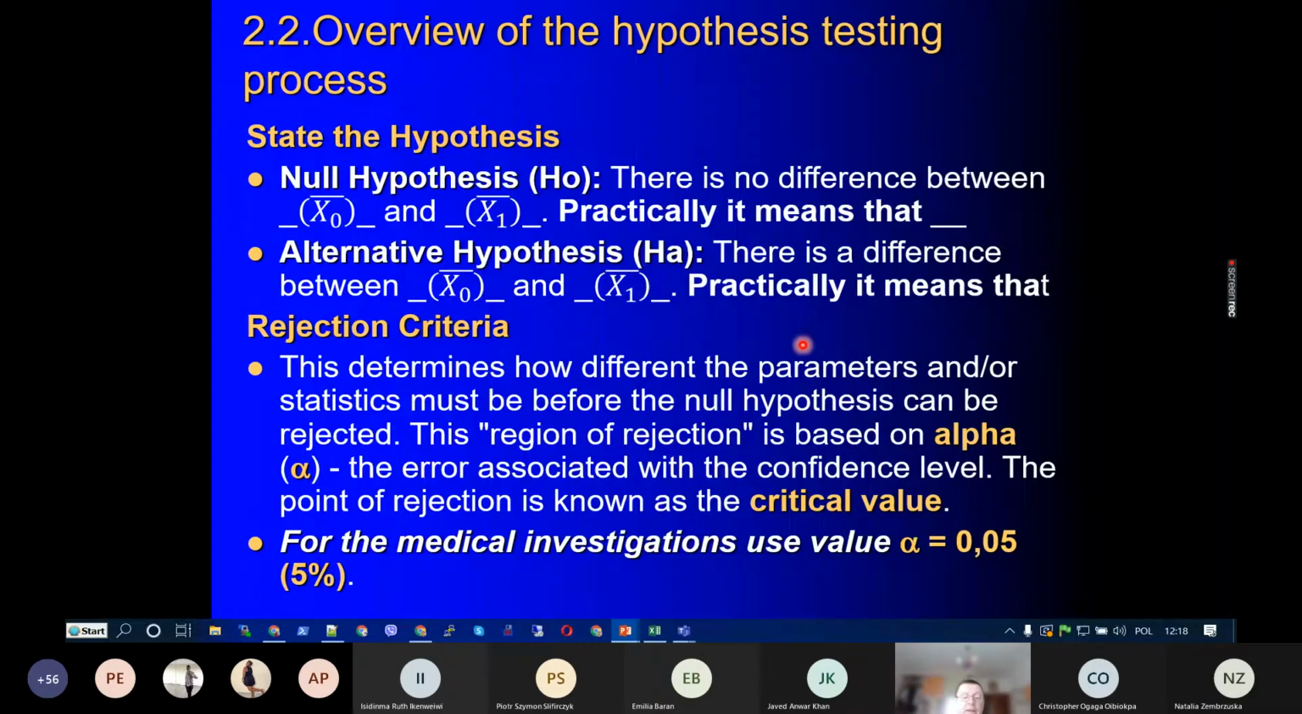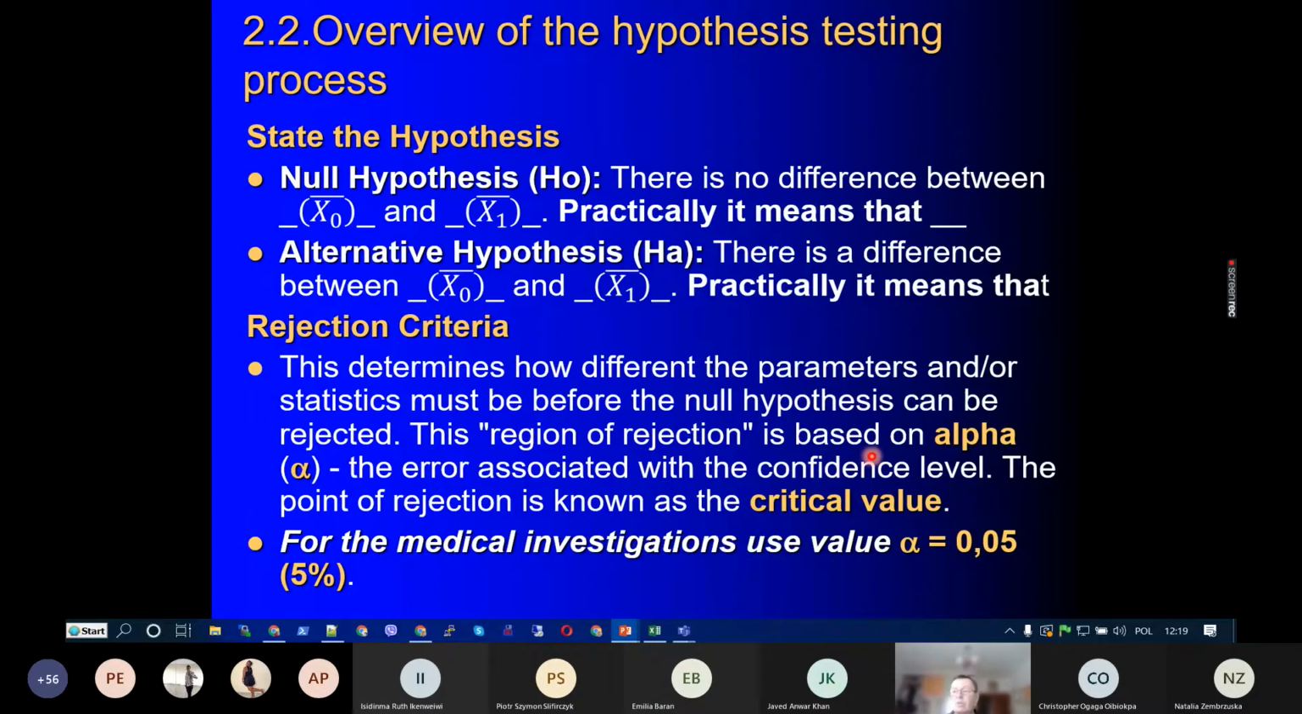what it means. And it's important to choose the rejection criteria, or alpha level, or critical value, which can't be more than 5% for medical research. It determines how different the parameters and the statistic must be before the null hypothesis can be rejected. So it's like a threshold that tells us whether our evidence is enough, or our evidence is too weak.